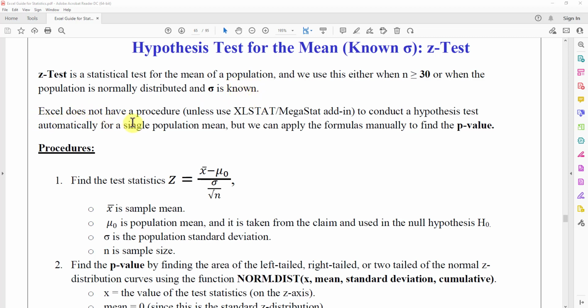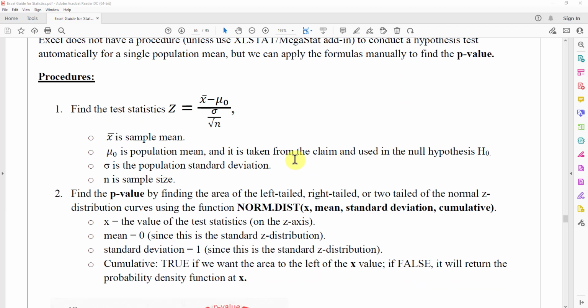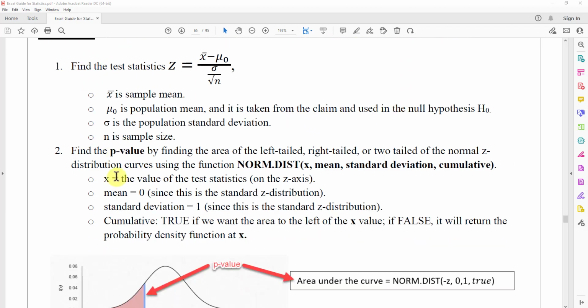Excel does not have a procedure, unless we use the XLSTAT or the MegaStat add-in, to conduct a hypothesis test automatically for a single population mean. But we can apply the formulas manually to find the p-value. And if the p-value is less than alpha, which is the significance level, then we will reject the null hypothesis. Okay, let's take a look at the procedures.